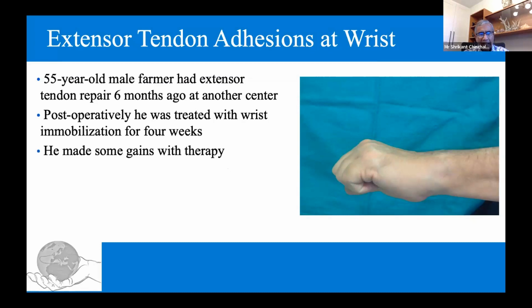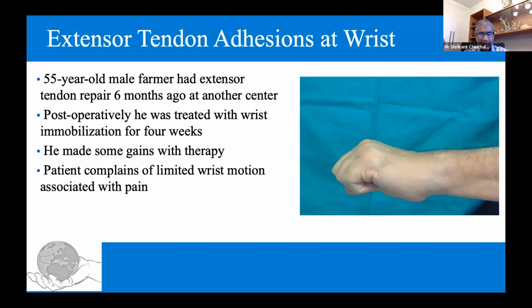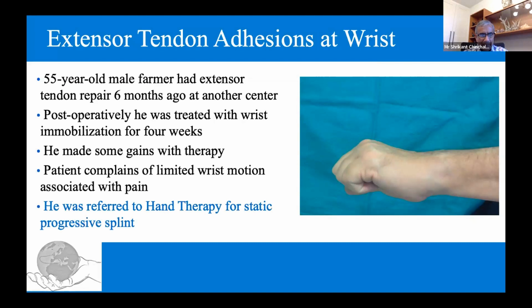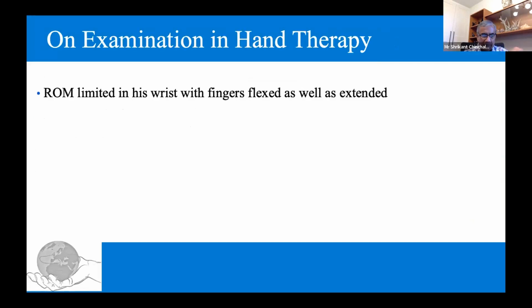He made some gains with therapy in terms of his finger range. However, the therapist could not gain much of the wrist motion. The patient complained of limited wrist motion associated with pain. He was referred from the hand clinic to hand therapy for a static progressive wrist flexion splinting.